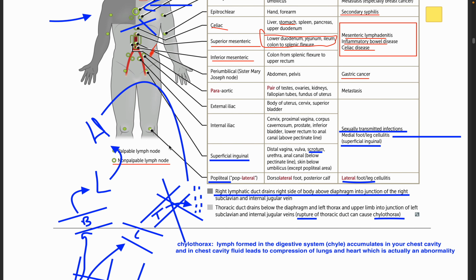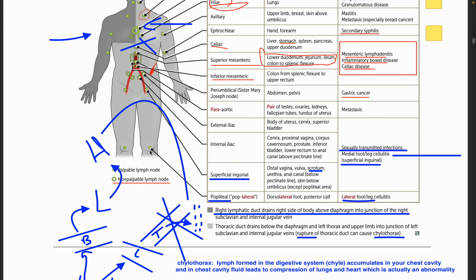This thoracic duct drains into the junction of the internal jugular vein and the subclavian vein. From that junction they go towards the inferior vena cava, and from the inferior vena cava to the right atrium of the heart. Okay, you got my point right now.